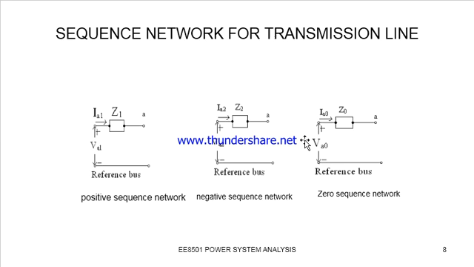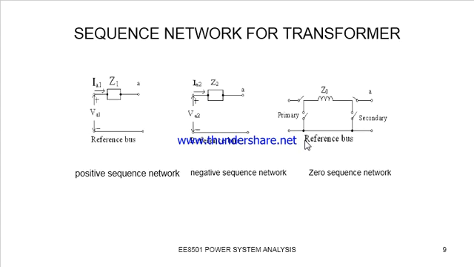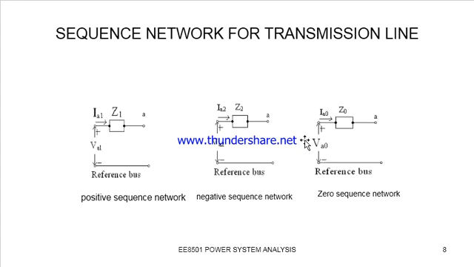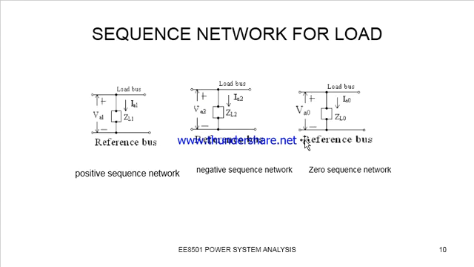Next, on drawing the equivalent circuits, we get this. This is the equivalent circuit of the transformer. Earlier it was for the transmission line. This is the transformer and this is for the load. So with this we can easily form the sequence networks. The unsymmetrical networks can be analyzed easily with the help of the sequence networks and the sequence impedances.